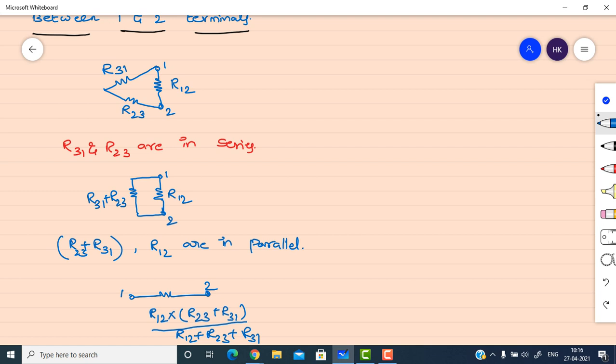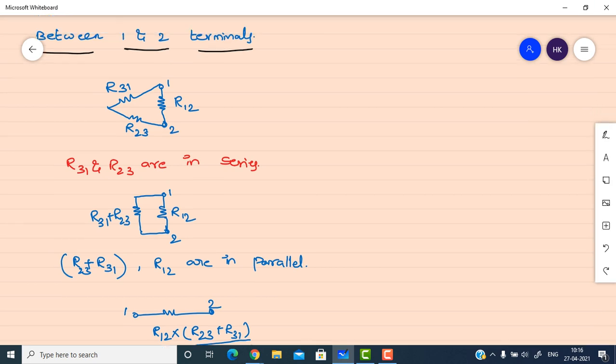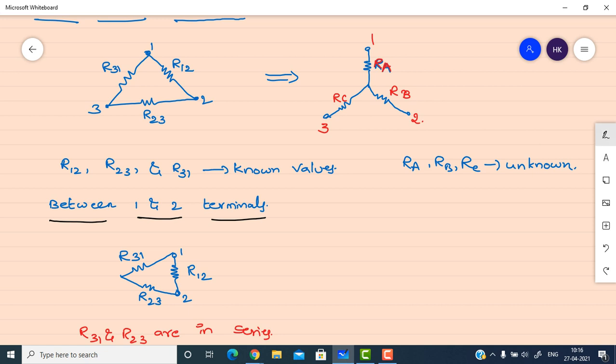In the same way, we have to find the equivalent resistance between terminals 1 and 2 in case of star. This is the star connection.